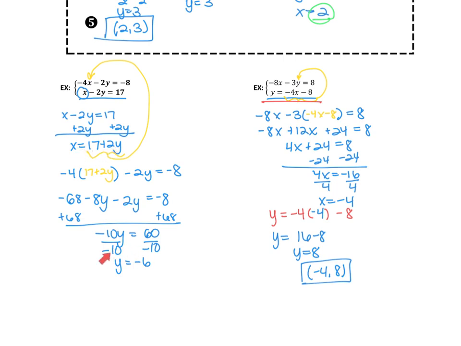So I'm going to take y equals negative 6, and I think I'm going to go into the one we solved to begin with. So that equation is x equals 17 plus 2y. And in place of the y, I'm going to put a negative 6. In solving this, we get x equals 17 plus a negative 12, so x equals positive 5. So my final answer is 5, negative 6, the ordered pair. So that is solving by substitution.